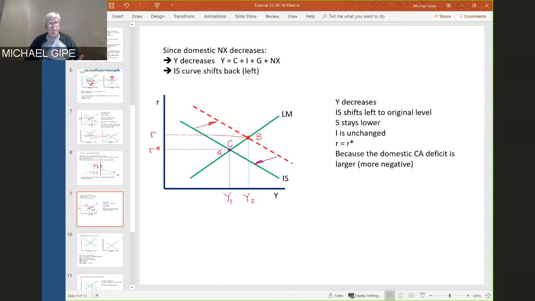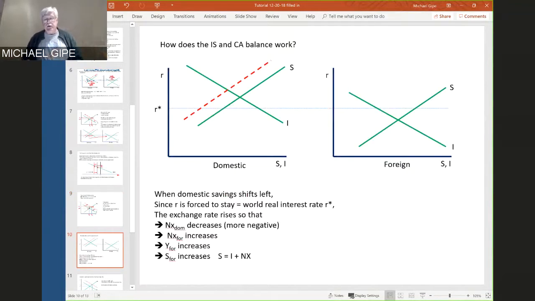So S, we haven't increased our savings at all. Our savings still stay lower, and our investment is unchanged because that isn't impacted by this. But we remain at the real world interest rate because we're making sure that the current account deficit in the domestic economy is larger, that is more negative, and somehow that's got to bring out a corresponding change in the foreign economy that will make that possible.